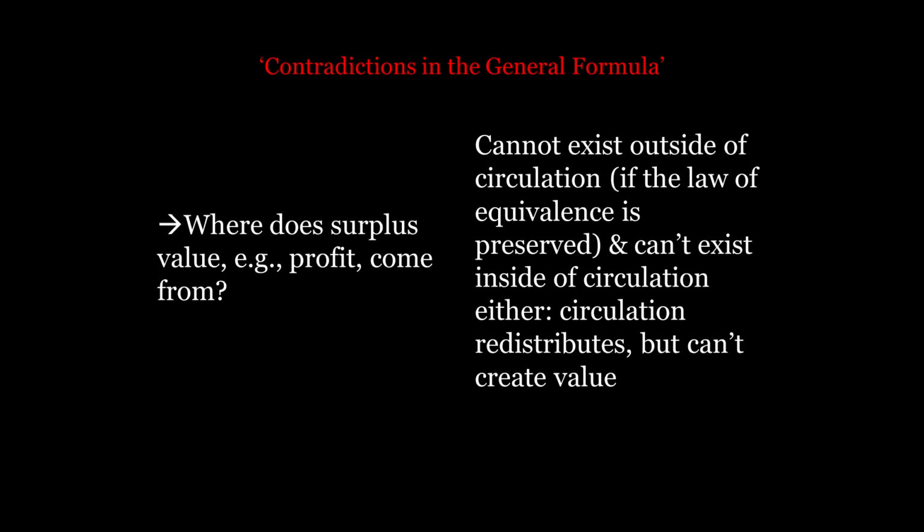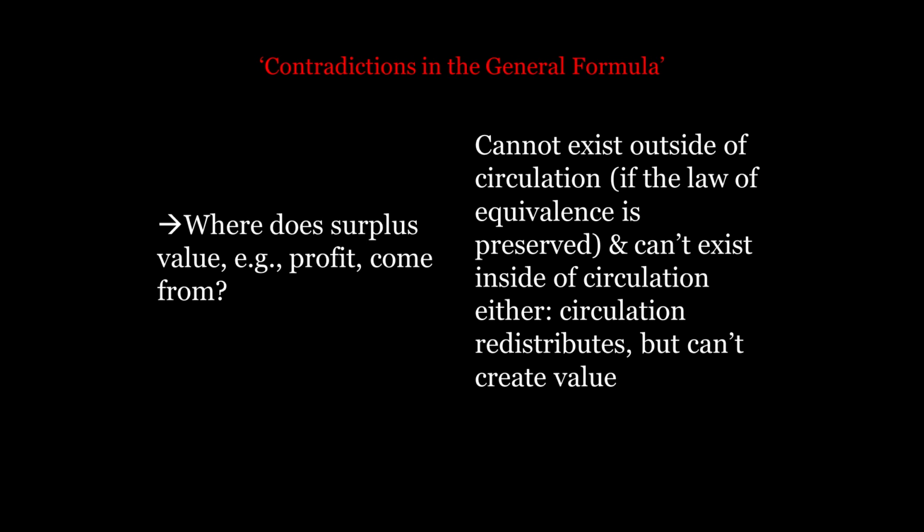Okay, so Marx is wondering, where does surplus value, e.g. profit, come from? And part of the reading for this week is that he takes you through a history of conditions to think about where it might come from. And Marx says that surplus is something that can't exist outside of circulation if the law of equivalence is preserved.